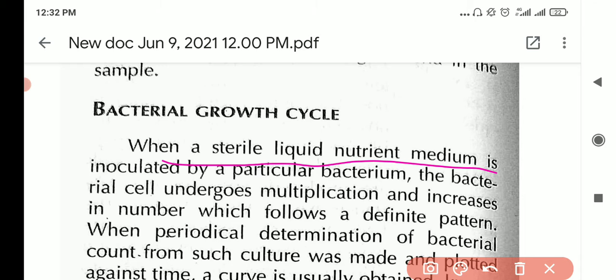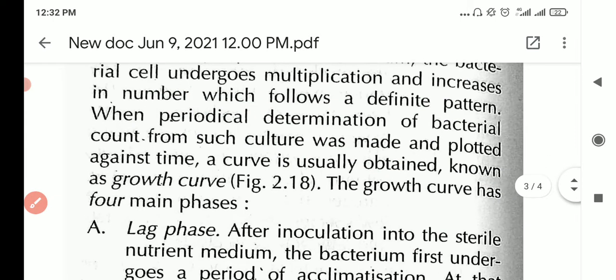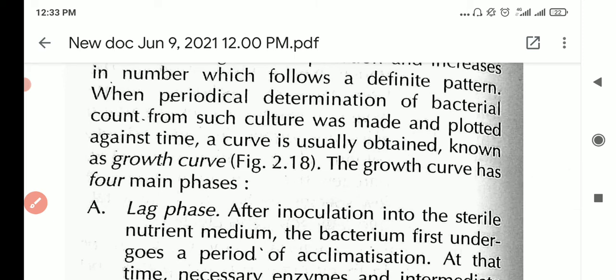When a sterile liquid nutrient medium is inoculated by a particular bacterium, the bacteria will undergo multiplication, obviously, and increase in number by binary fission. Then let us plot a graph and follow how they grow. You already know what is happening. You already know that they are going to increase in number. They're going to multiply, right? So let us follow them in a graph.